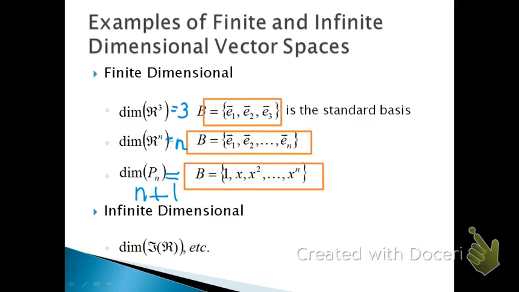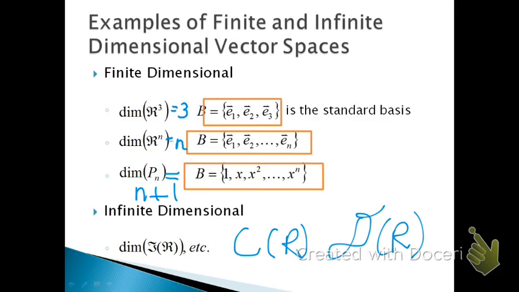A few examples of infinite dimensional vector spaces. We have F of R, which is the set of all functions. C of R is the set of all continuous functions. And D of R is the set of all differentiable functions. All of these have infinite bases, and therefore we say they are infinite dimensional.